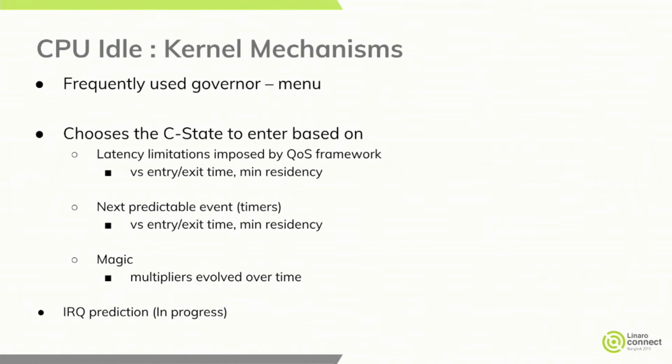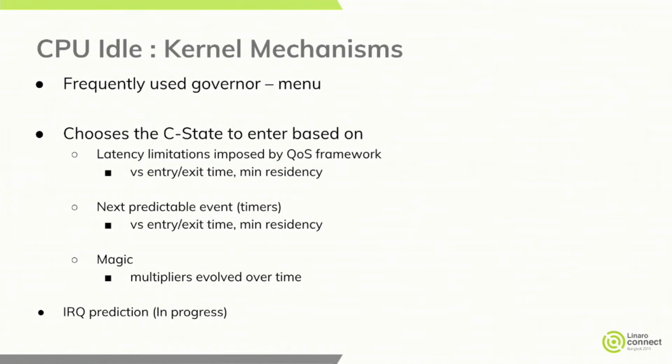The idea is that I know that an event is going to occur after, let's say, a certain duration. There is no point in choosing an idle state whose minimum residency is more than that duration, because I'm anyway going to come out of it, and whatever power saving I get out of going into that idle state is lost. And then it considers the CPU load, and there are some magic multipliers involved, which dictate that if the CPU load has been high previously, choose a shallower C state. If the CPU load has been low previously, choose a deeper C state.